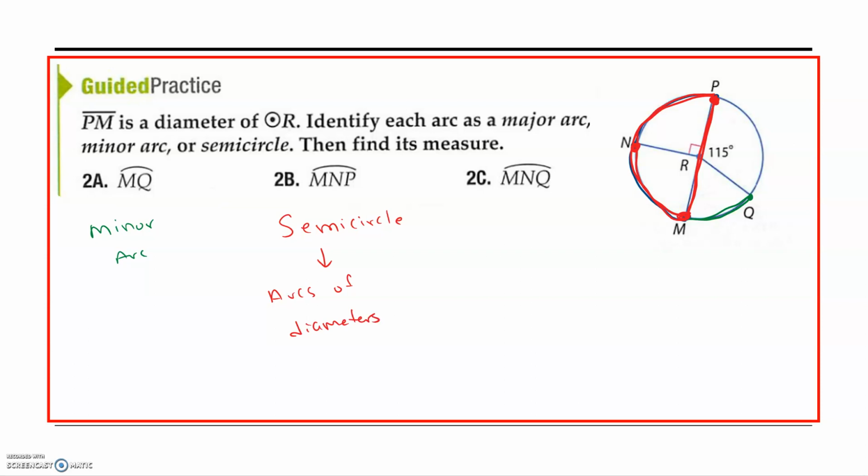And then N, M, and Q going around, and we'll do this one in, let's do a dark green. Well, no, I already did green before. Let's do an orange. M to N all the way around to Q. That is a major arc.